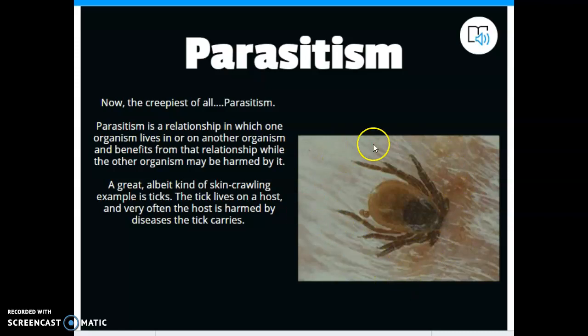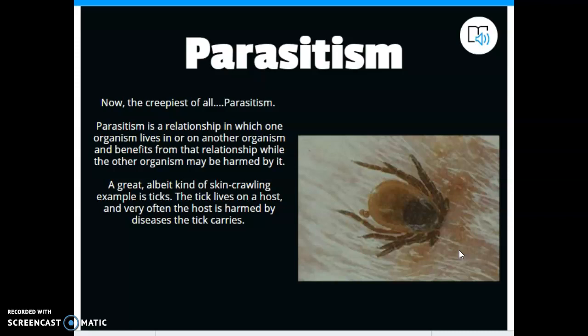Now the tick is benefiting. He's got his head buried pretty deep in this dog's skin, and he's drinking the blood of the dog. The tick gets huge benefits. He gets a free lift. He's protected for the most part because he's under the dog's fur, and he gets food. However, this can harm the other organism. Ticks carry diseases, and a lot of times, the host is harmed by the tick.